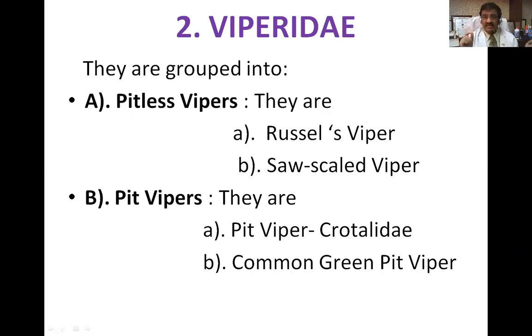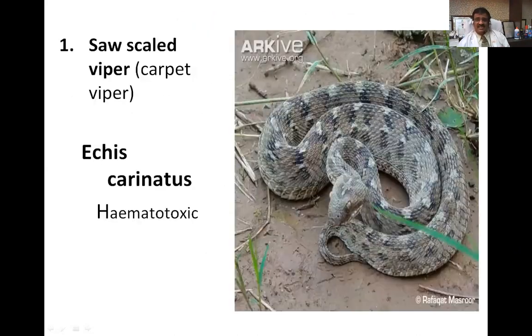And as far as pit vipers are concerned, we have a common example, the pit viper, Crotalidae or Crotalus also you can call it. Crotalus horridus is one example. And the common green pit viper. Green pit viper because the color of that viper is greenish.